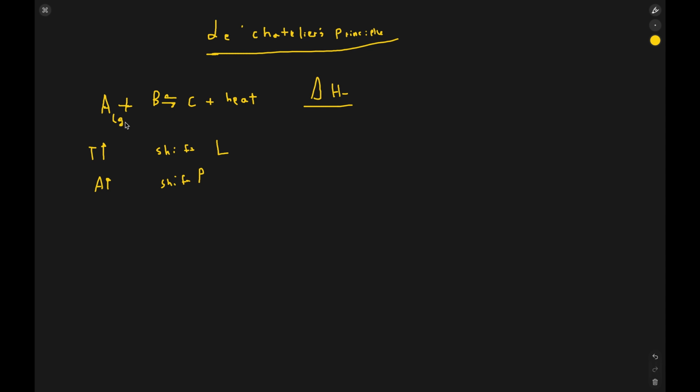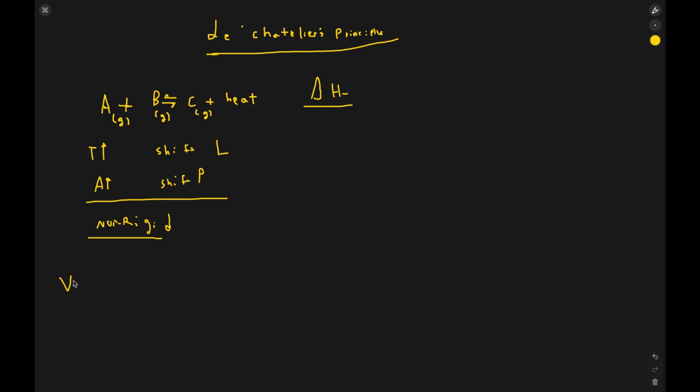Now, what if they're gases? Let's say all the reactants and the products are gases, and we are in a non-rigid container, meaning that the volume can change.